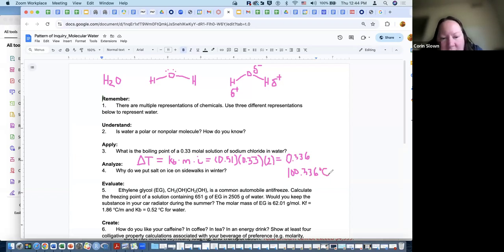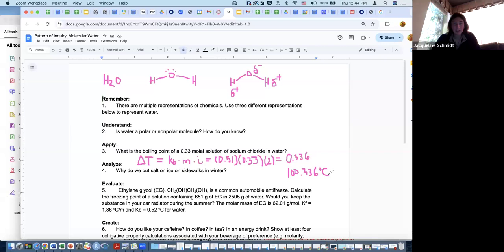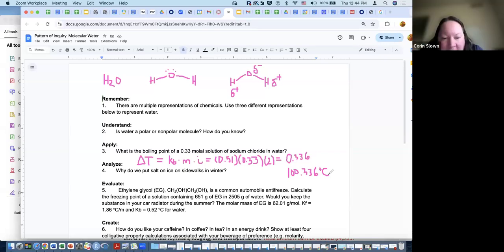Why do we put salt on ice on sidewalks in winter? Because it lowers the freezing point. Yeah, right. So if we have a sudden drop in temperature, if we have salt, then it's less likely to freeze. Whereas if we don't have salt, it's more likely to freeze.